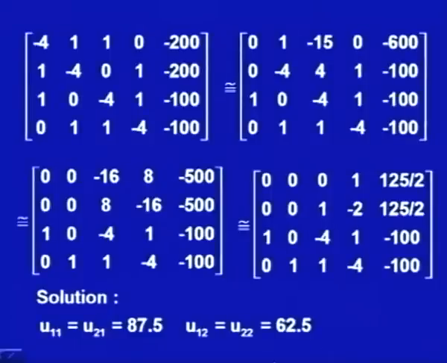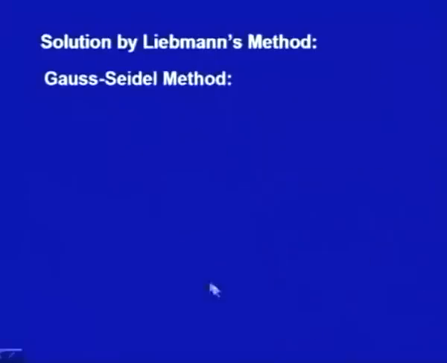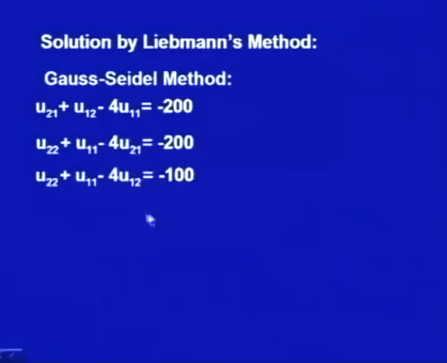What does the Gauss-Seidel iteration method say? It says that these equations which we were solving, we have to write in a different manner. That is, we write u11 in terms of u21 and u12, then u21 in terms of u11 and u22, and so on. So, we write the unknown variables u11, u21, u12 and u22 in terms of the other unknowns, which are in a similar frame.